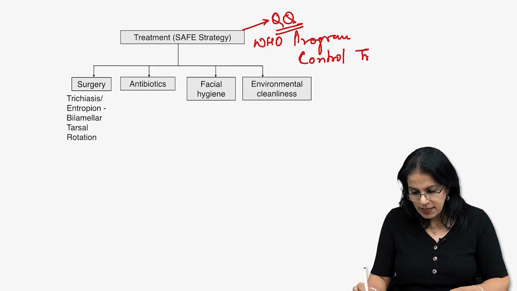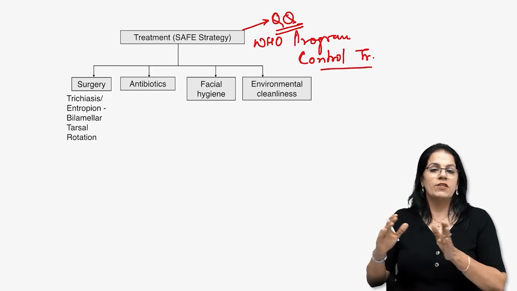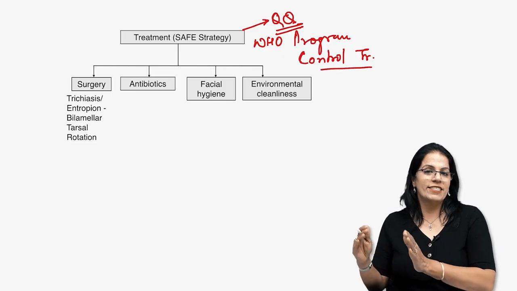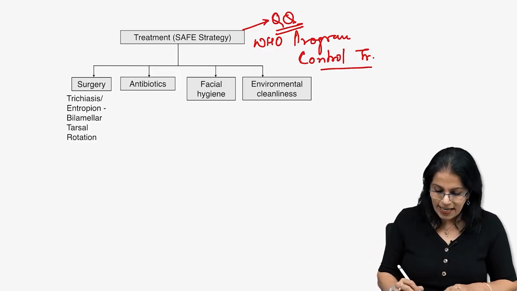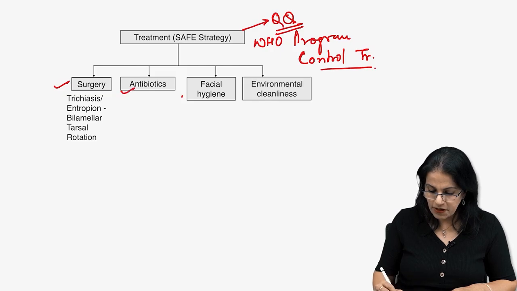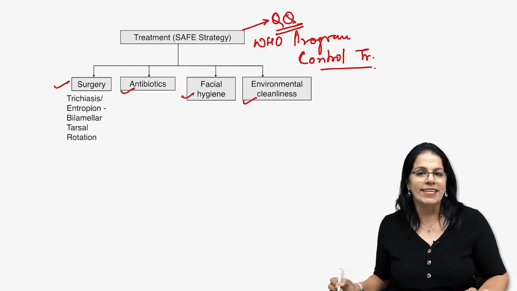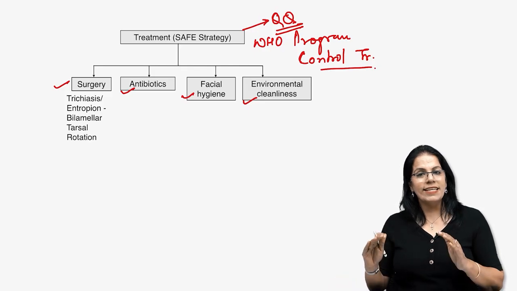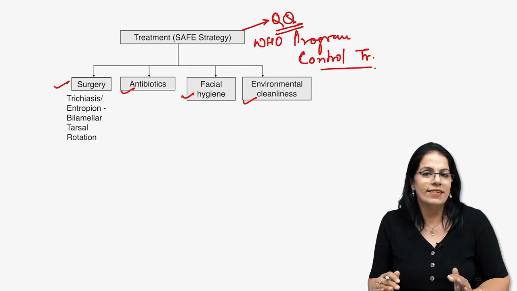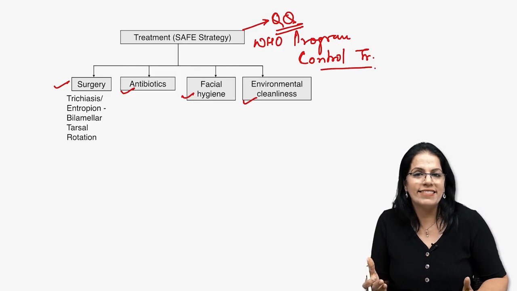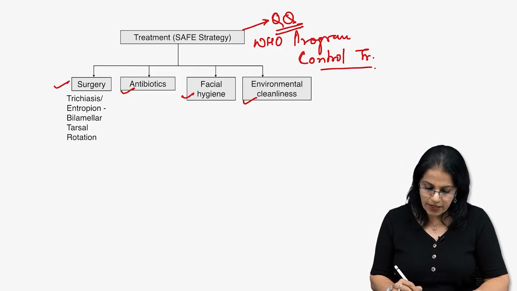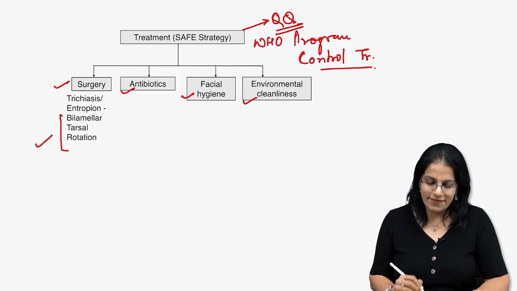When you say to control trachoma, what are the measures, what is S, what is A, what is F and what is E? I think you all know this. It stands for surgery, antibiotics, facial hygiene, environmental cleanliness. The next thing they are going to ask is which surgery. The sequelae, trichiasis and entropion, have to be managed by doing a bilamellar tarsal rotation.